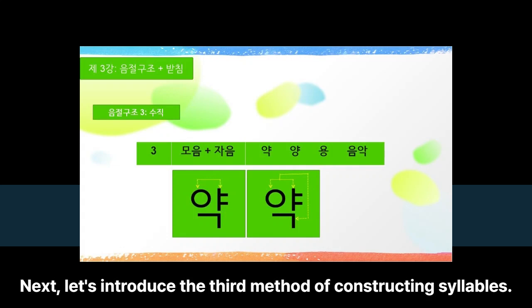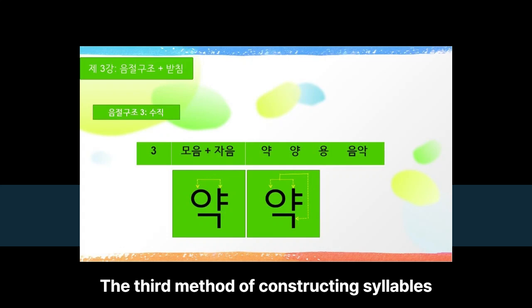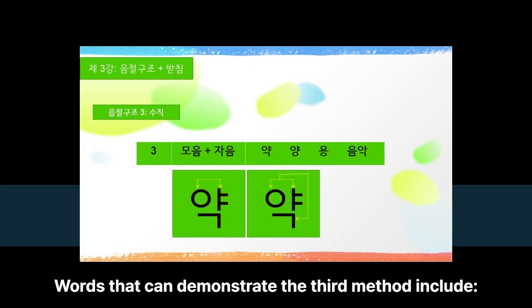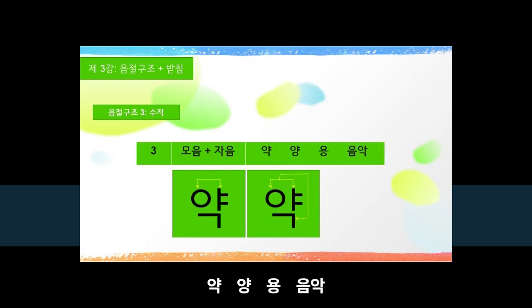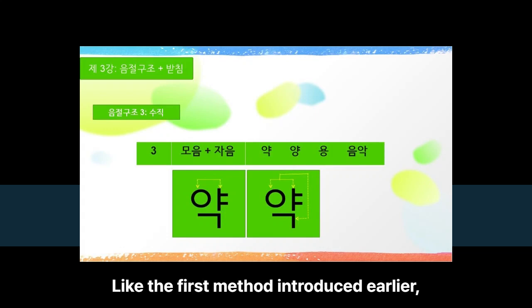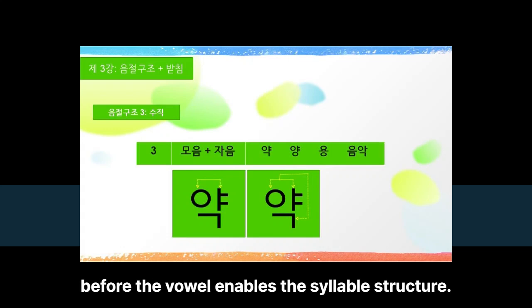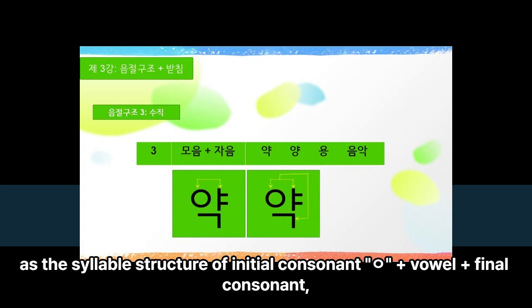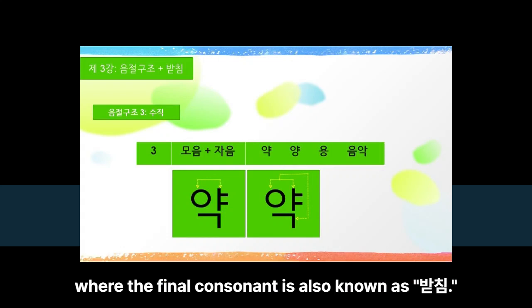Next, let's introduce the third method of constructing syllables. The third method of constructing syllables is composed of vowels and consonants. Words that can demonstrate the third method include yog, young, yong, wumok. Like the first method introduced earlier, the existence of the silent consonant young before the vowel enables this syllable structure. In other words, the third method can be described as the syllable structure of initial consonant young plus vowel plus final consonant, where the final consonant is also known as botchim.